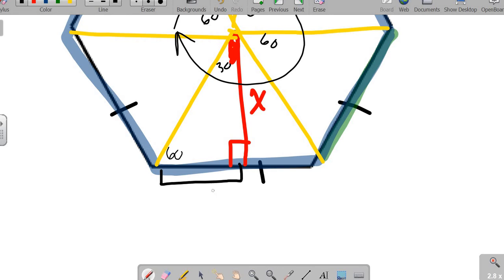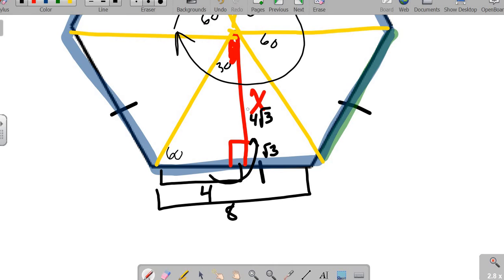This edge here would be 4 because it's half of the 8. Therefore, going to the long leg times root 3 would make this 4 root 3.